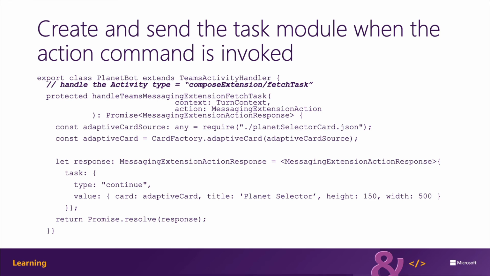This code that you see here on the slide demonstrates a messaging extension web service that's implemented using the bot framework SDK, and it responds when an action command has been invoked. This example implements the task module using an adaptive card. The method handle Teams messaging extension fetch task is called by the bot framework SDK when a message of type compose extension/fetch task is received.